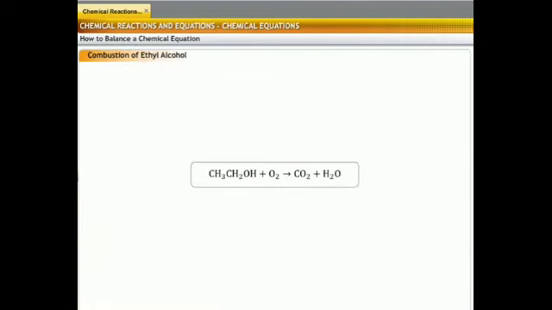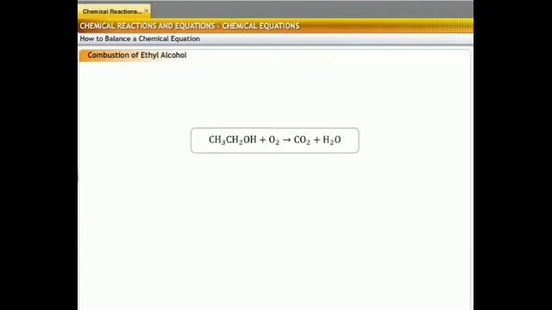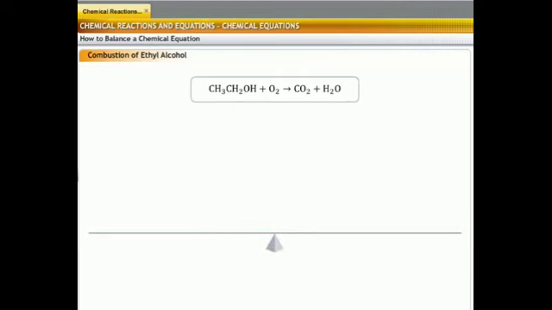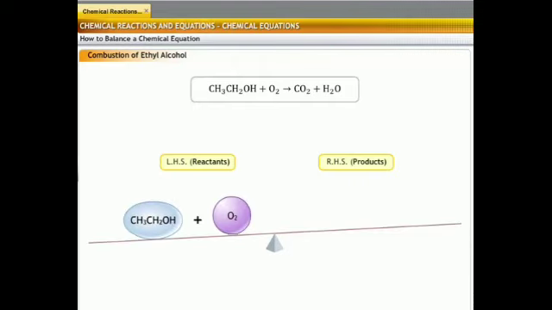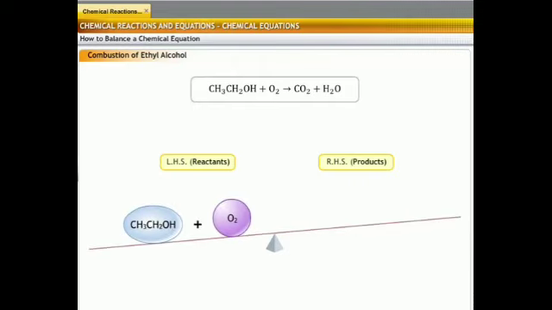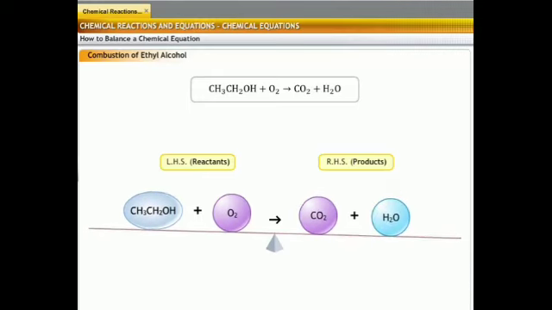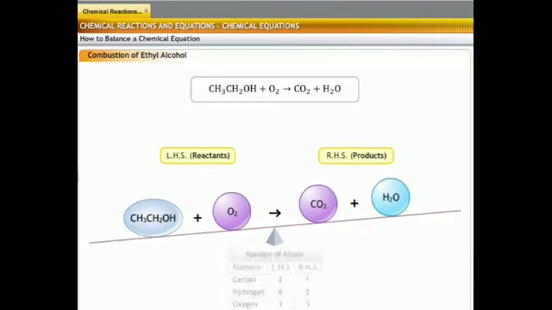then we can say this reaction is imbalanced or a skeletal chemical equation. Now the next example is CH3CH2OH plus O2 converts into CO2 plus H2O. This is the combustion of ethyl alcohol. CH3CH2OH and O2 are the reactants, and CO2 and water are the right hand side products.